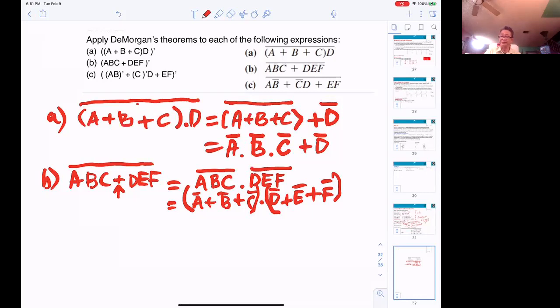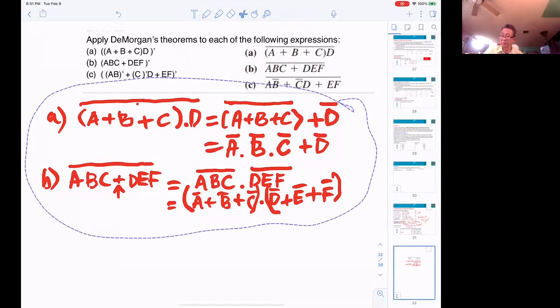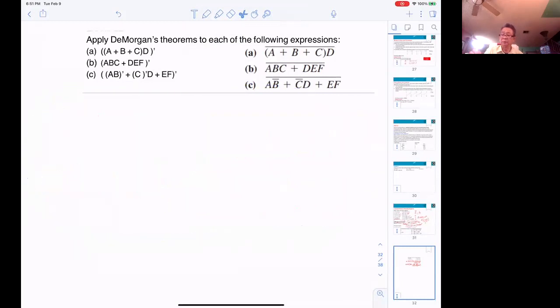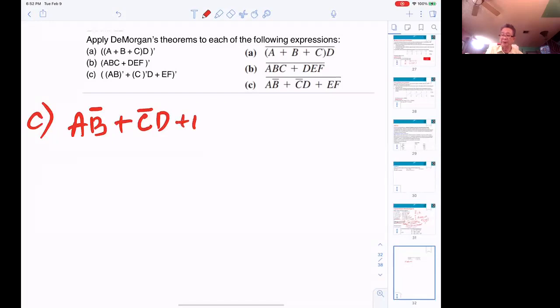Okay, the last one, C. Who can get the answer? Let me know. Number C. Okay, A, B. Okay, not here. Or not C. D. Or E, F. Everything at the bar over here.